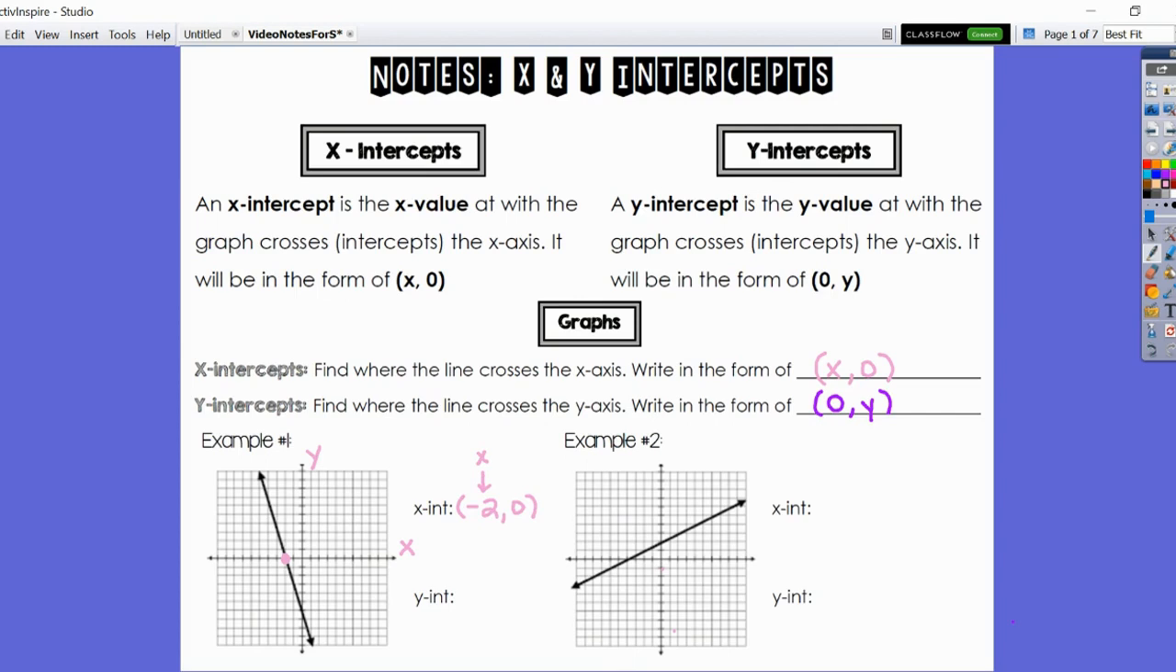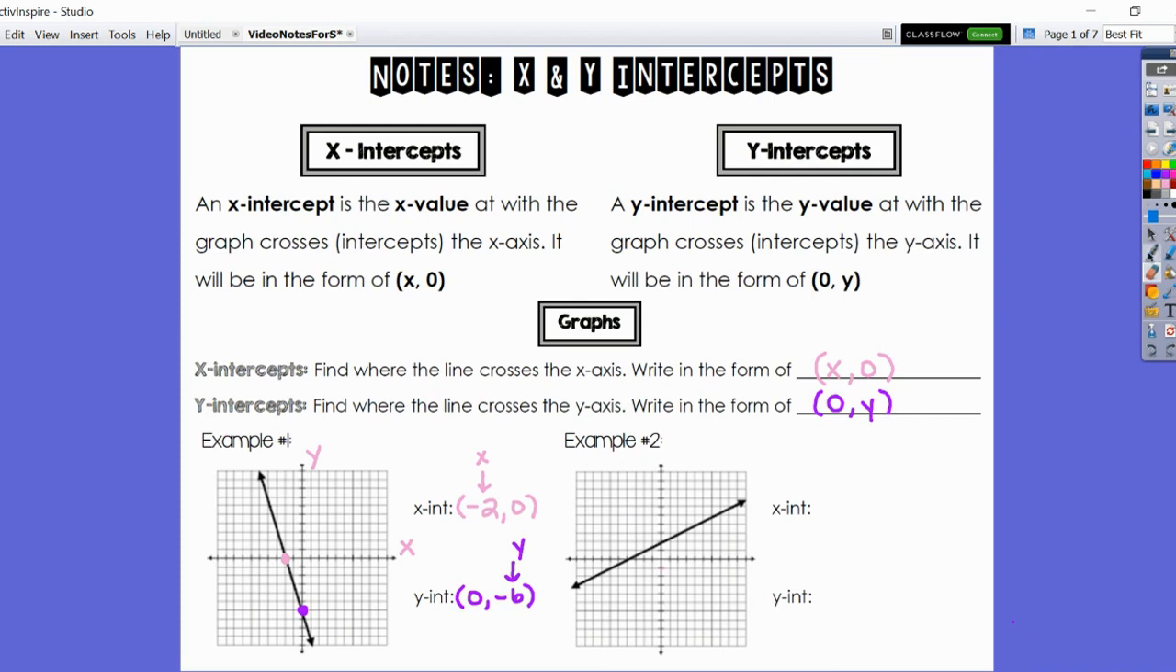For the y-intercept, my x is always 0, and I'm looking at the y-axis. So I'm going to put a purple point where my line crosses the y-axis. That is at -6, and then we just name it as a point, 0, -6. The x value is 0, and the y value I input into the y value position in my coordinate.